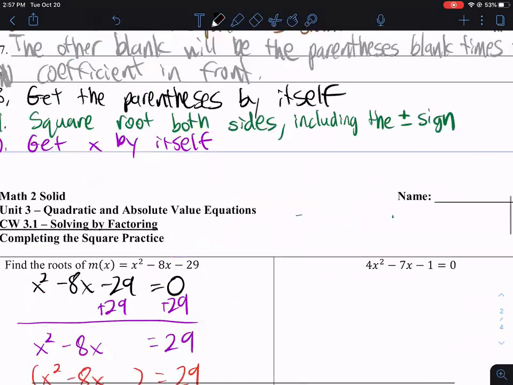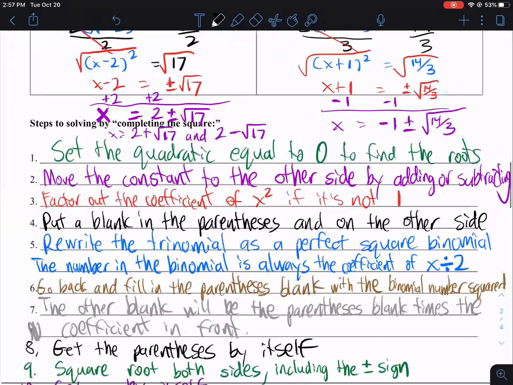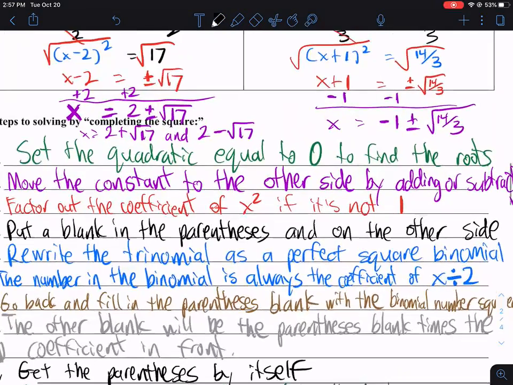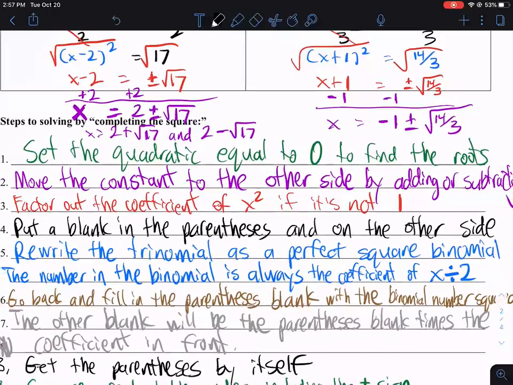Okay, so remember, even though we just wrote the blanks, we can't solve for them right away. We need to jump down a row. Okay, so in blue, step 5, rewrite the trinomial as a perfect square binomial.